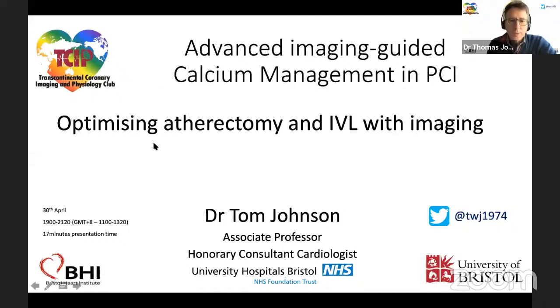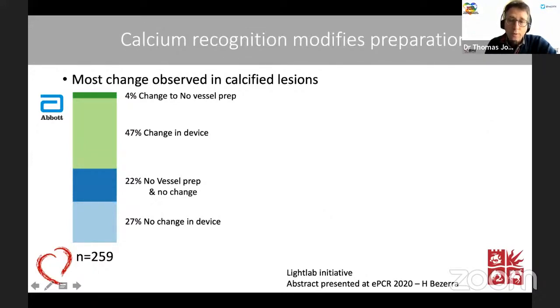In terms of imaging, there's some interesting data that comes out of Abbott. This is the Light Lab initiative that was presented just a couple of years ago, and now there are more publications coming, led by Abbott and Kevin Croce, with Ziad Ali participating. It was an initiative where 12 centers across the states had a field technician embedded into their cath lab workflow, with a view to observing how imaging from the start to the end of cases made a difference. Focusing on calcific lesions, there are some really interesting findings.